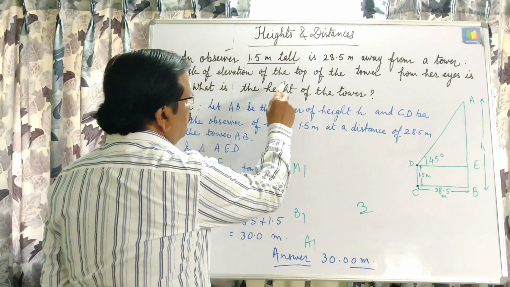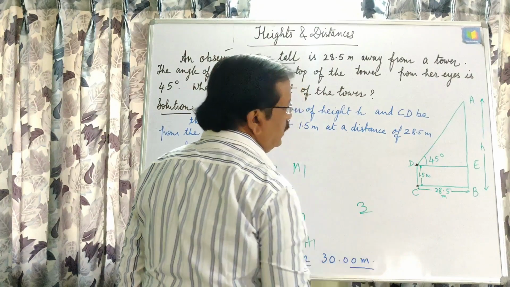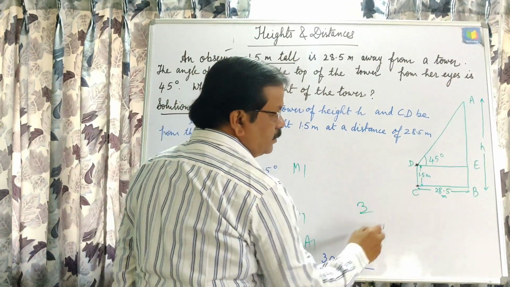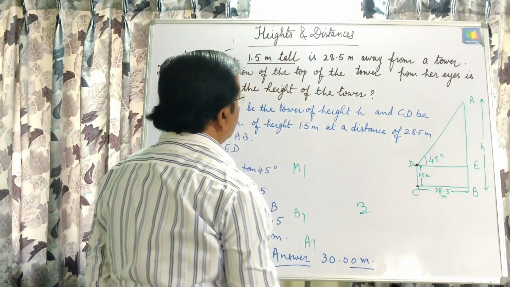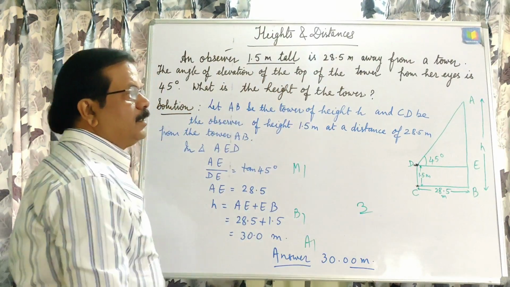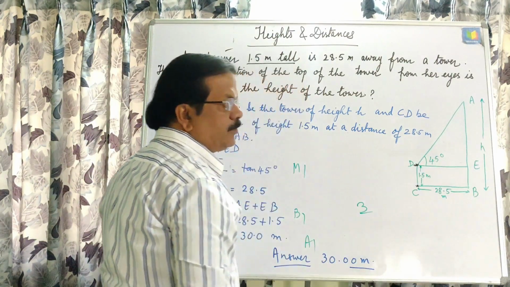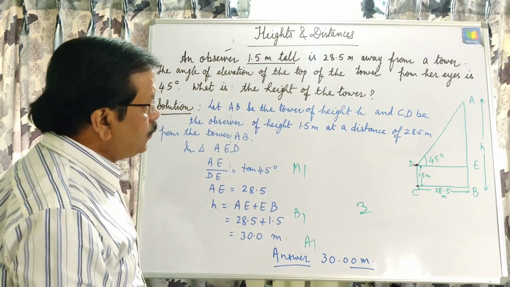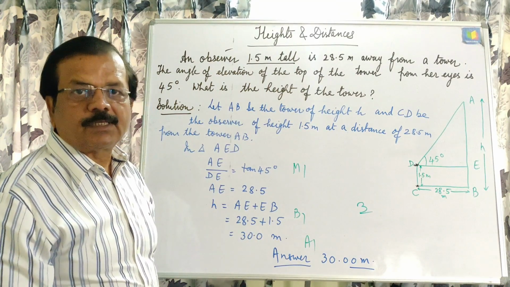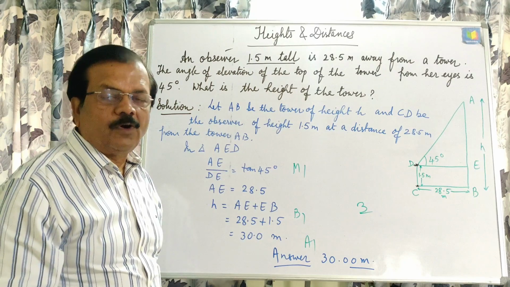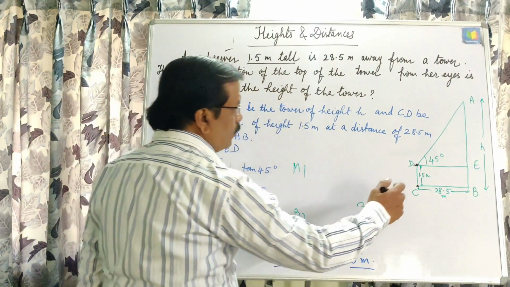The angle of elevation of the top of the tower from her eyes. This is the eye, not this. So from this the angle of elevation is 45 degree. What is the height of the tower? Now in this case, as I told you earlier, we should try to find a right angle triangle so that we can use the same formula, whether tan ratio or sine ratio or cos ratio, whatever ratio according to the question.